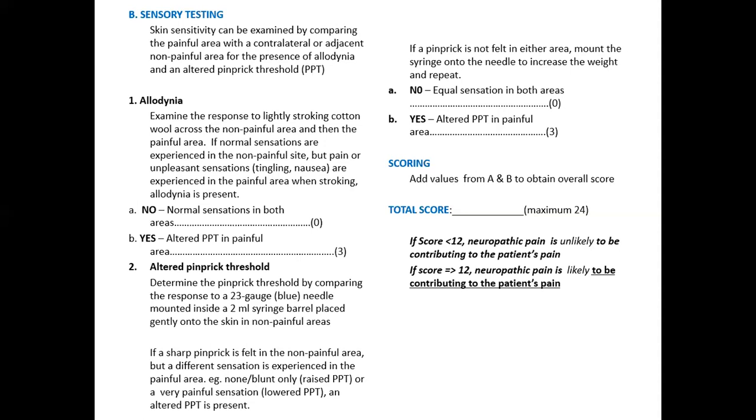Now, altered pinprick threshold, using the needle itself. You can use a 23 gauge needle, point at the patient, prick them, just place the needle on the surface. If they are either not feeling it, as if there's a needle, or they're feeling such severe pain, then that means there's alteration.